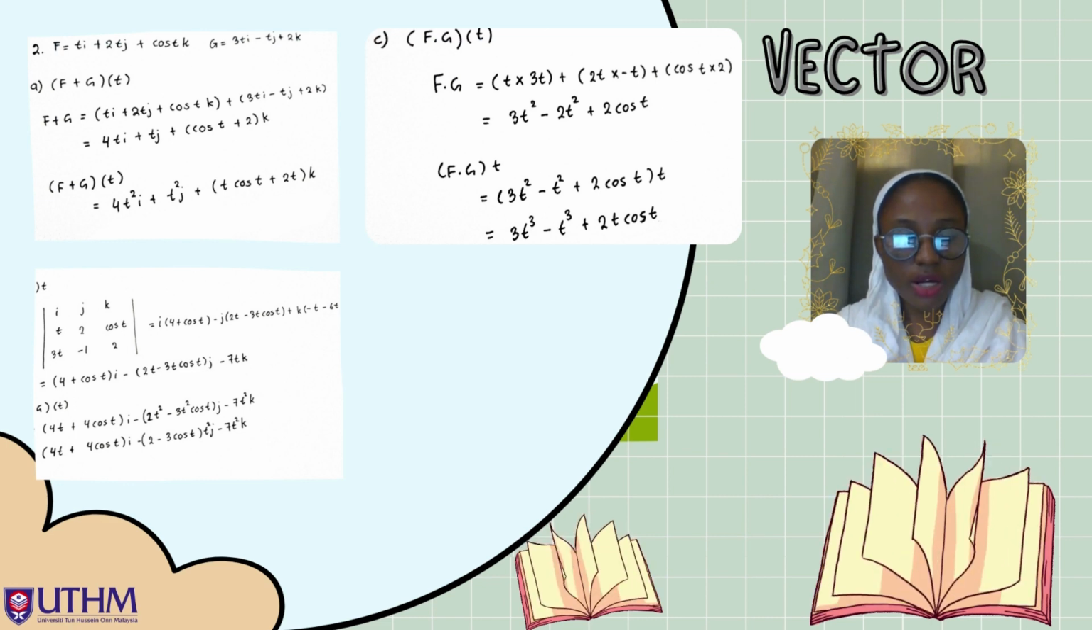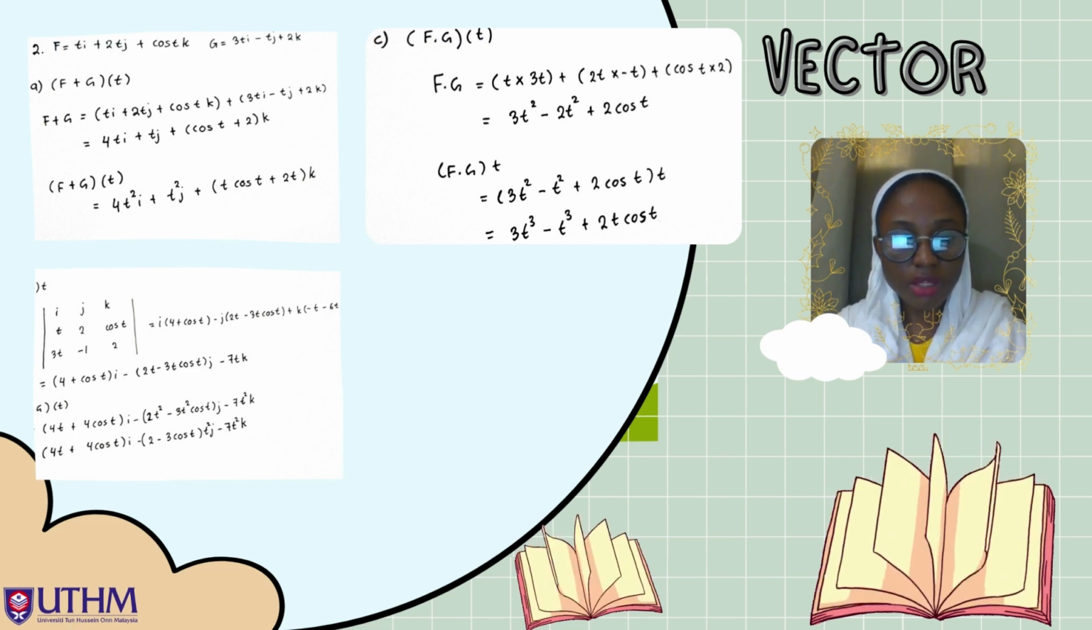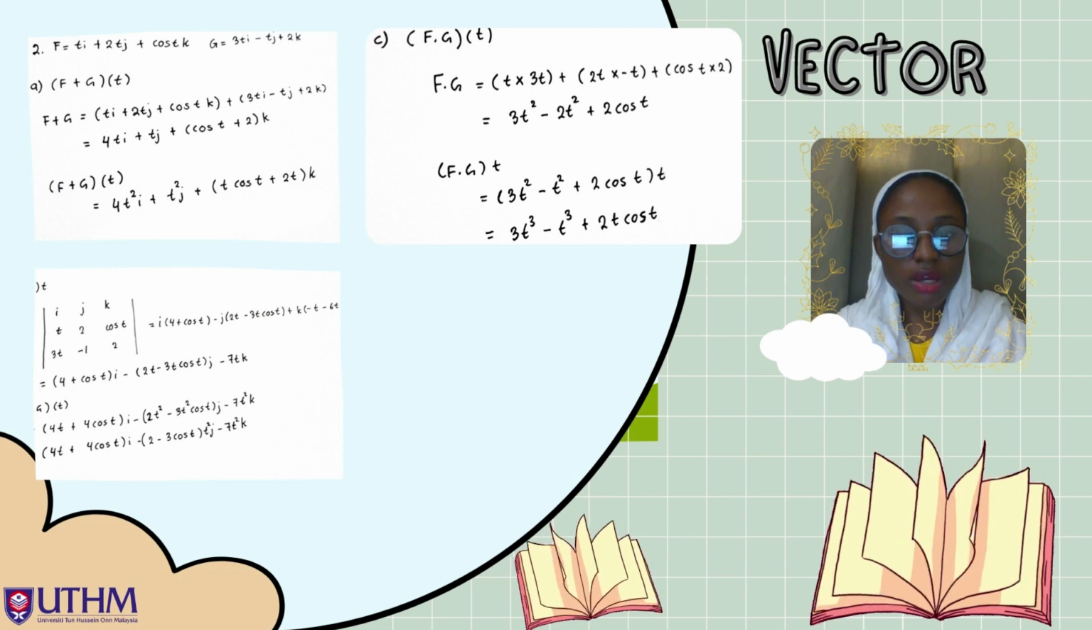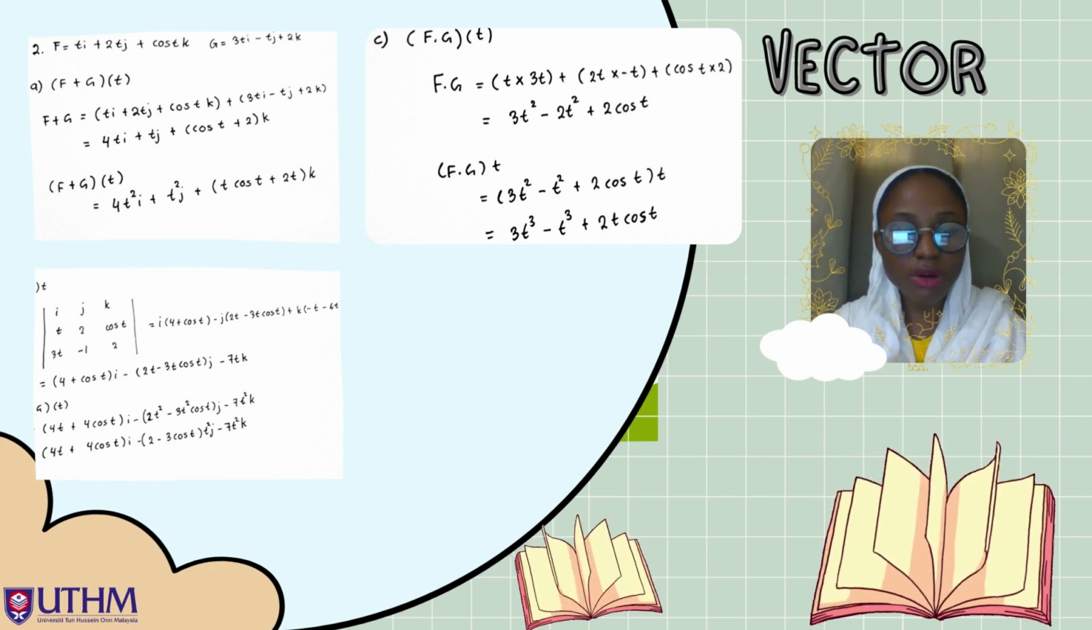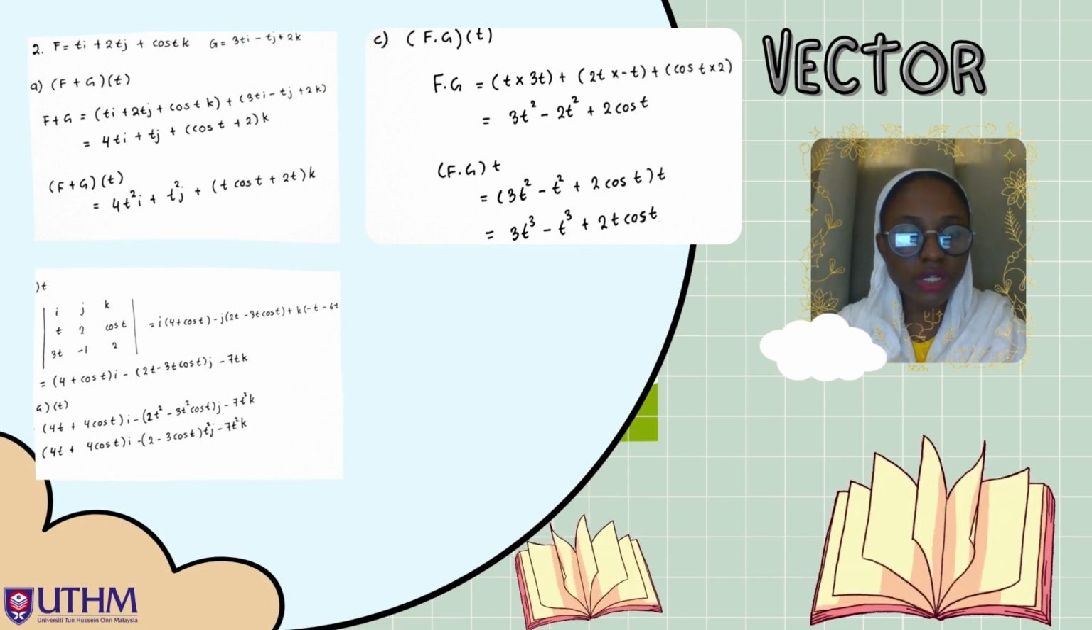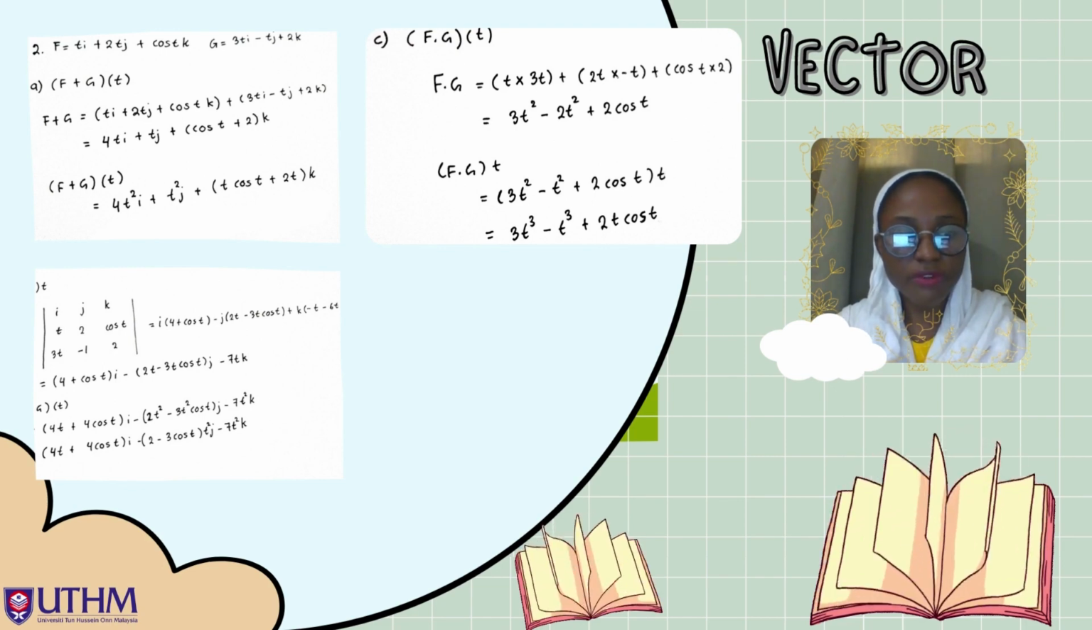This same equation is now multiplied by t. By multiplying with t, we will get 4t squared i plus t squared j plus (t cos t plus 2t) k, as we simplify the last two terms.